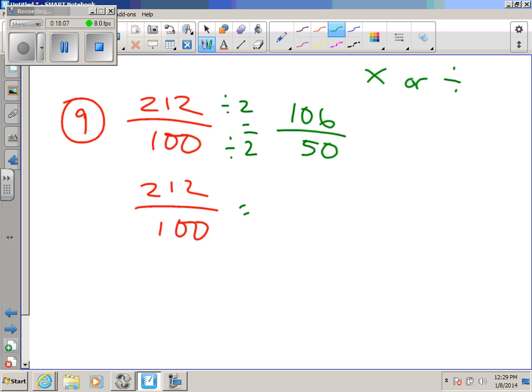Okay, so we use division here. How about multiplication? Let's use multiplication here. We want to multiply both the top and the bottom values by the same number. It has to be the same. 2? 212 times 2? 100 times 2? 200.